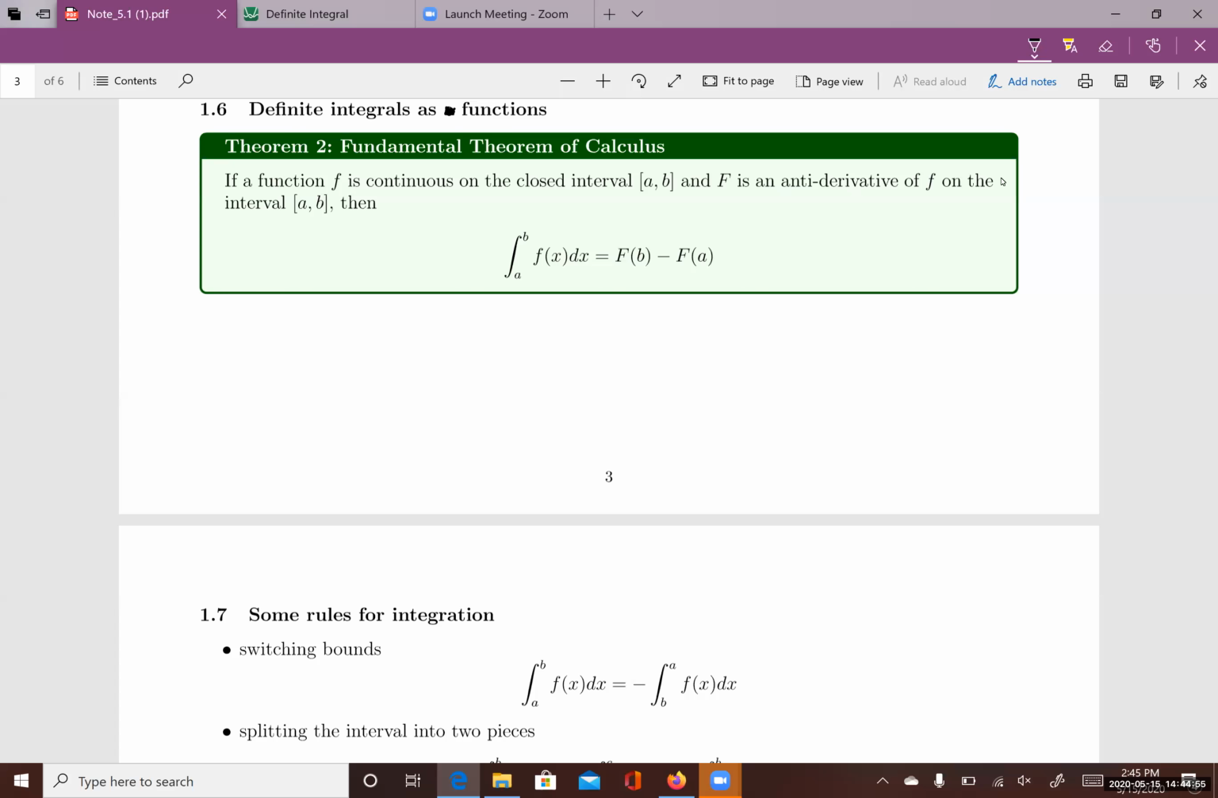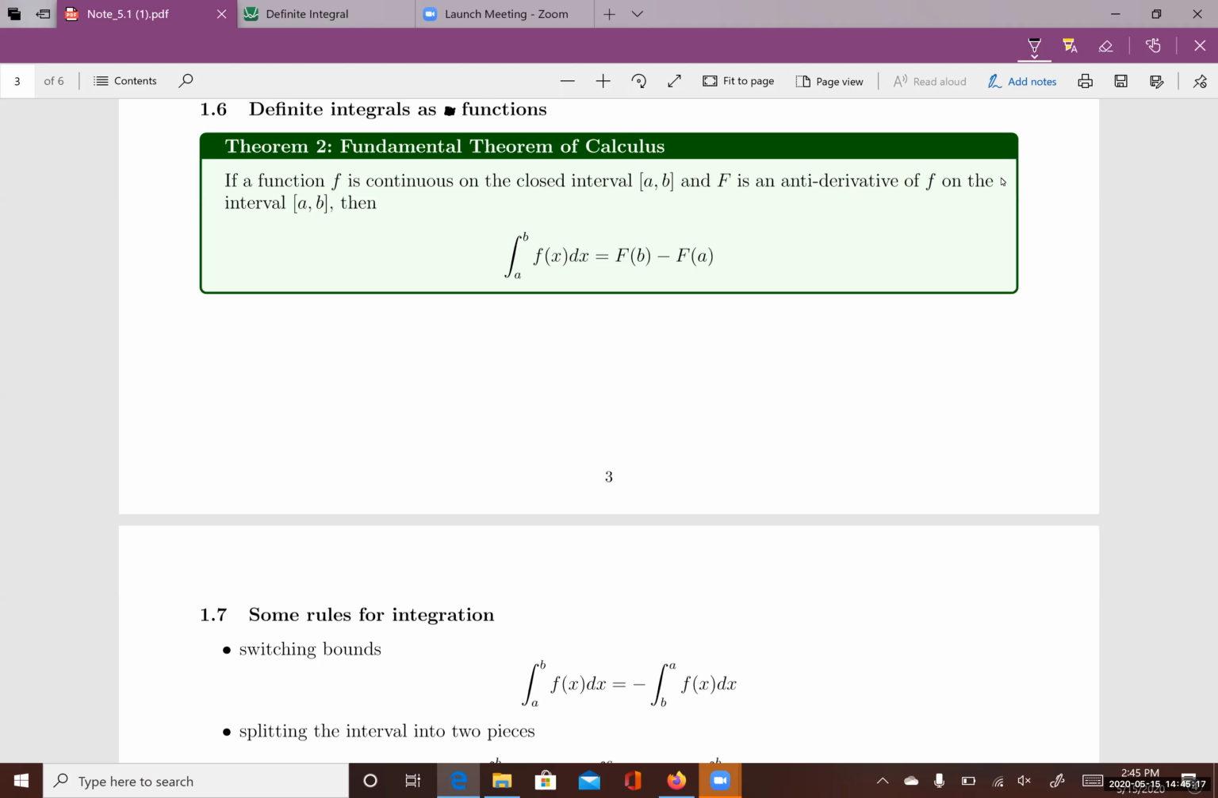This lecture introduces the definite integral and some applications of definite integrals. First, we will talk about one of the fundamental theorems of calculus. It's a theorem about continuous functions.